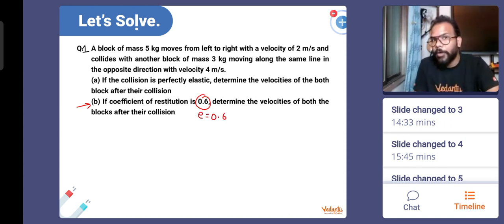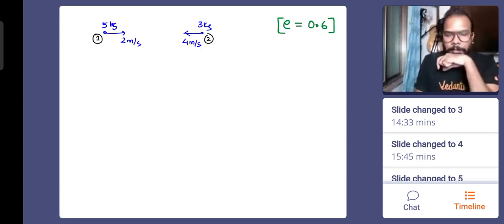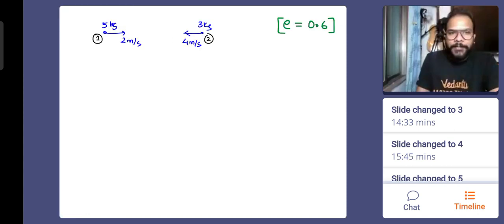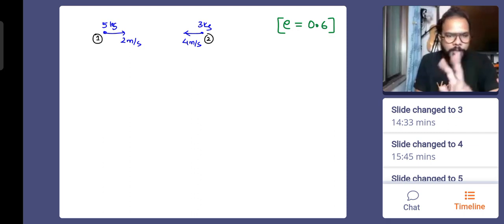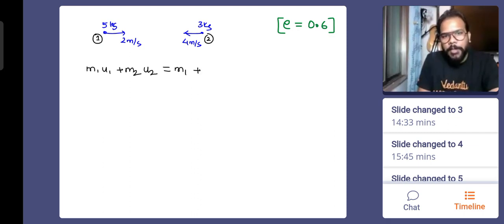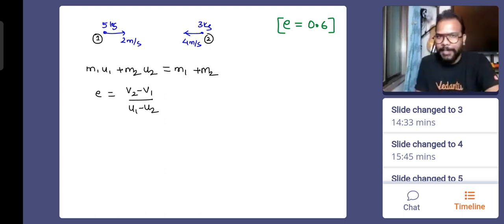So we have not even studied the partially elastic case, but we will still be able to solve the question without even studying it. See how we do it. In this one, you just have to think of two things always. The situation is the same. The solution will require two equations to always be taken into account. The first is M1 U1 plus M2 U2 equal to M1 V1 plus M2 V2. And the second is E equal to V2 minus V1 upon U1 minus U2. These are the two things that will always help you solve the questions in collision.